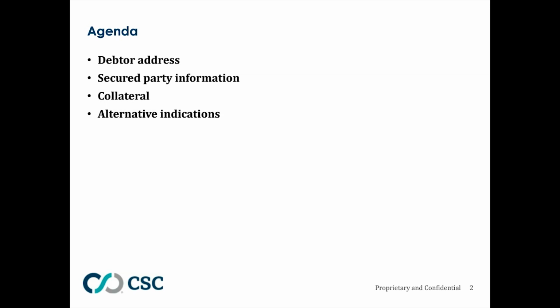In our previous segments, we discussed some of the most important parts of the UCC filing process. In this session, Paul is going to take us through other important UCC record information. The agenda that we'll be covering today is the debtor address, secured party information, collateral, alternative indications, real estate related information, and lastly, we'll finish up with a question and answer session.